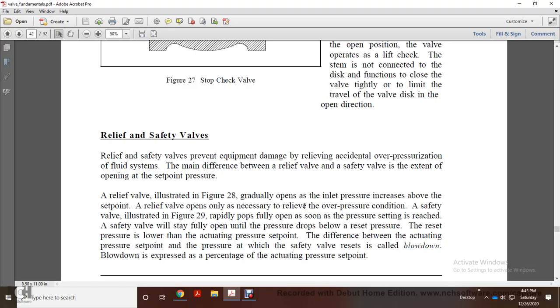Alright, relief and safety valves. Relief and safety valves prevent equipment damage from accidental overpressurization of a fluid system. The difference between the relief valve and the safety valve is the extent of the opening at the set point pressure. The relief valve is illustrated in figure 28.